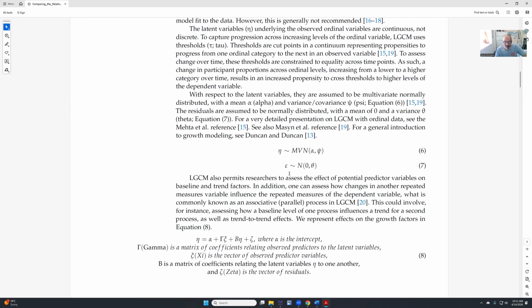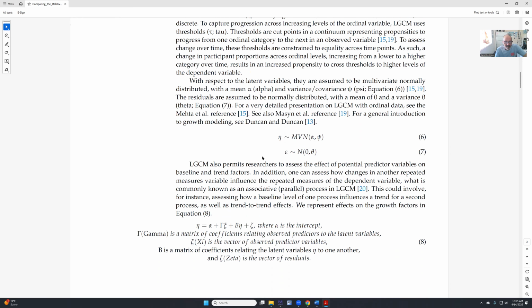Okay. So this just shows you the distributions of these variables, these latent variables. Epsilon is a latent variable as well. It's not observed. It could be a lot of different things.